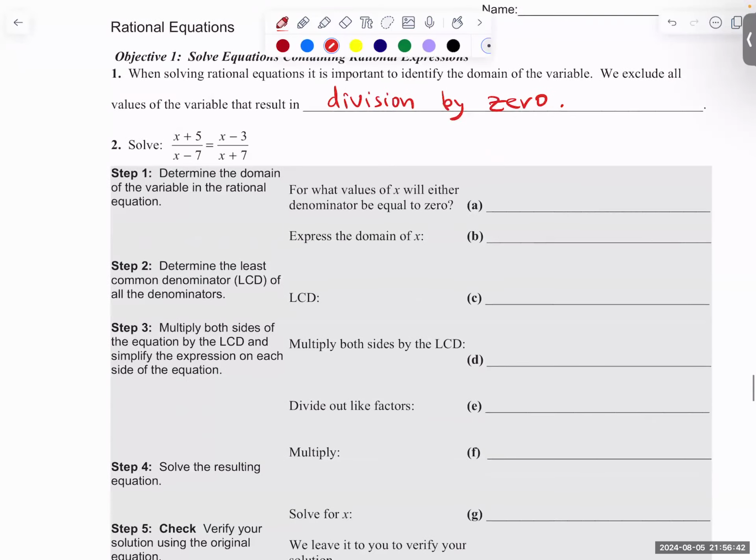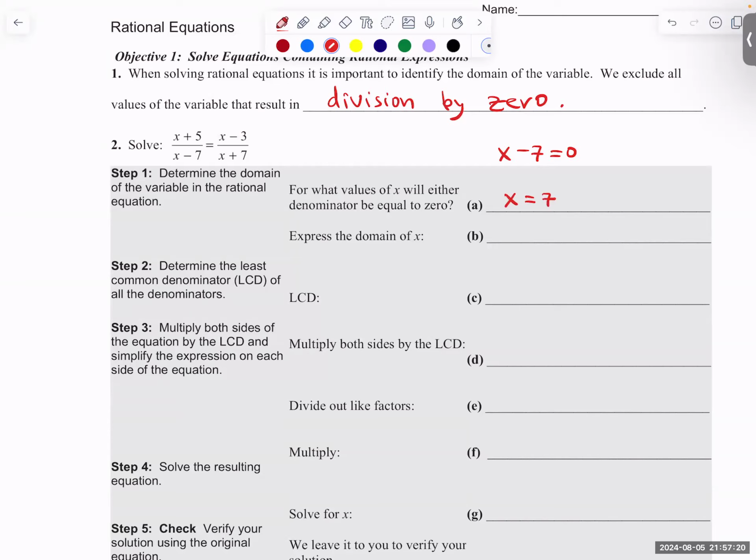Number two, for example, solve x plus 5 divided by x minus 7 equals the ratio x minus 3 divided by x plus 7. Step one, determine the domain of the variable in the rational equation. For what values of x will either denominator be equal to 0? So let's look at the denominator x minus 7, and it will equal 0, means solve for x. So if we solve for x, we get x equals 7.